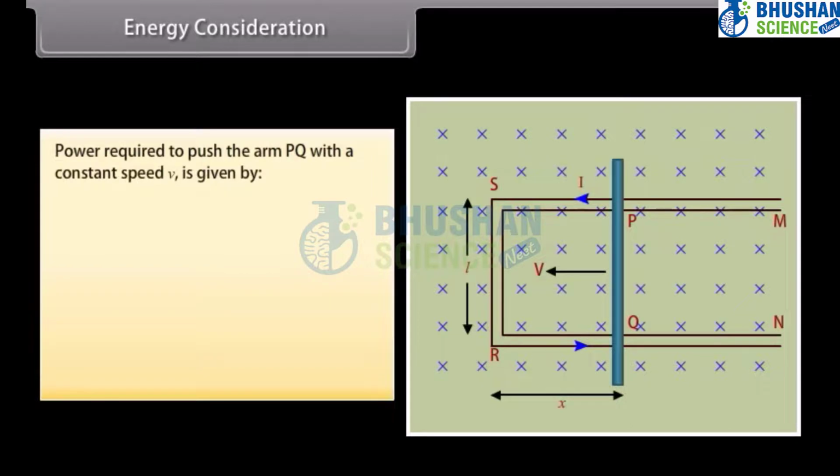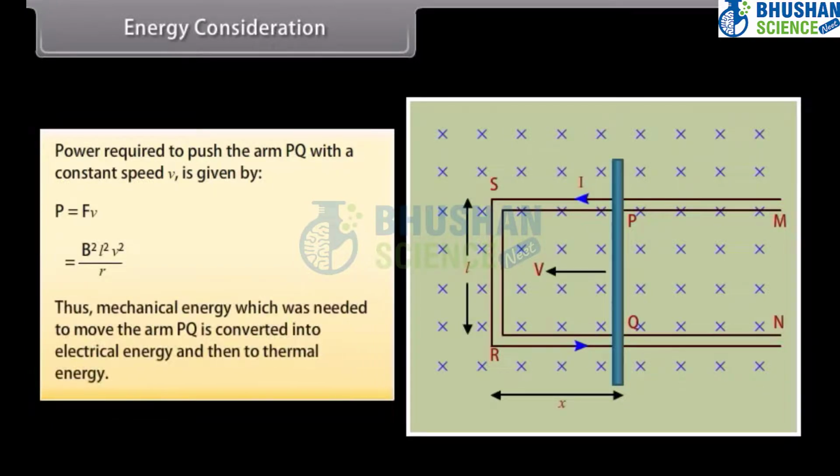Power required to push the arm PQ with a constant speed v is given by B²L²v² divided by R. Thus, mechanical energy which was needed to move the arm PQ is converted into electrical energy and then to thermal energy.